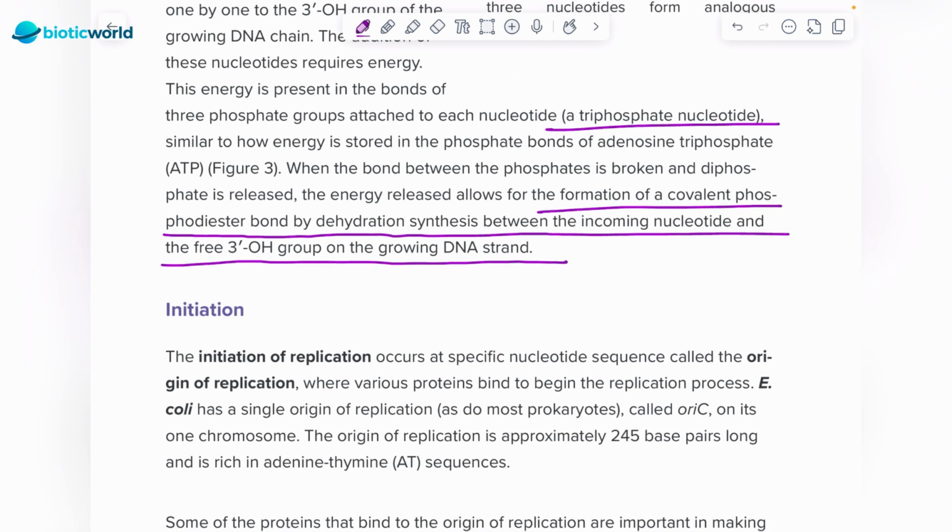And sometimes it comes as a question in your exams. What is a phosphodiester bond?